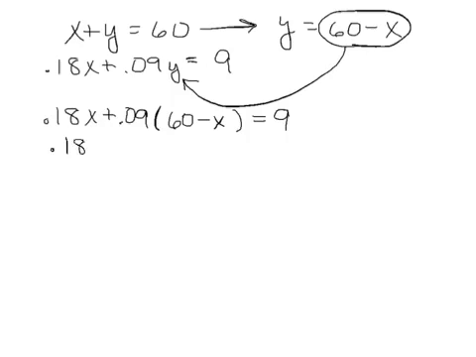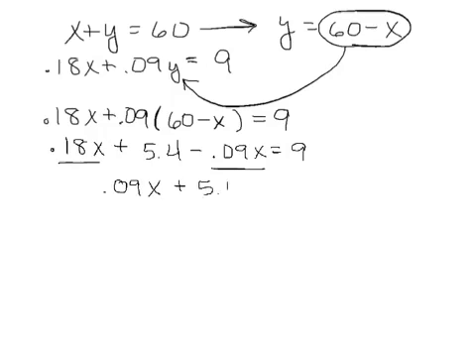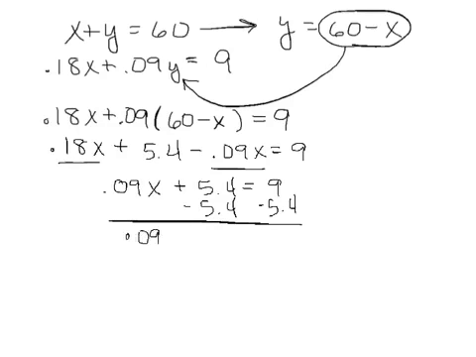Keep doing the math. 0.18x plus 0.09 times 60 is 5.4, minus 0.09x, equals 9. Collect like terms. We have 0.18 minus 0.09, which is 0.09x, plus 5.4 equals 9. 0.09x equals 3.6. x equals 40. So I need 40 pounds of beef.